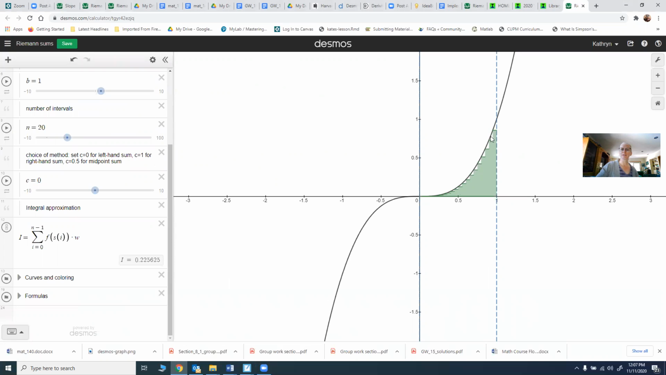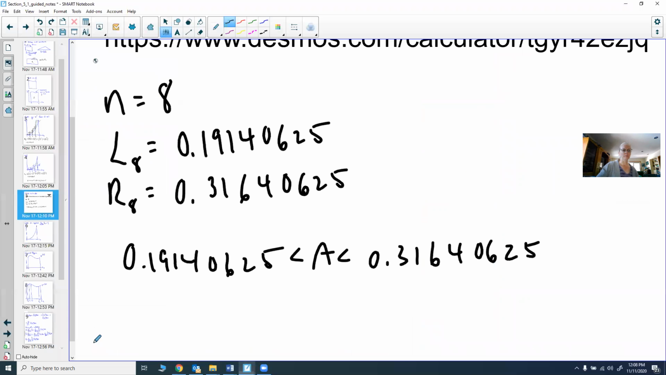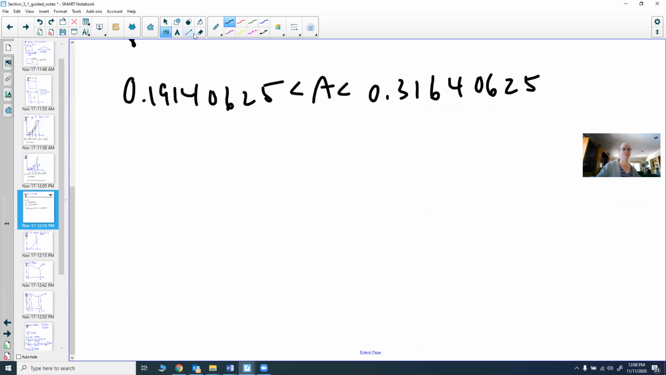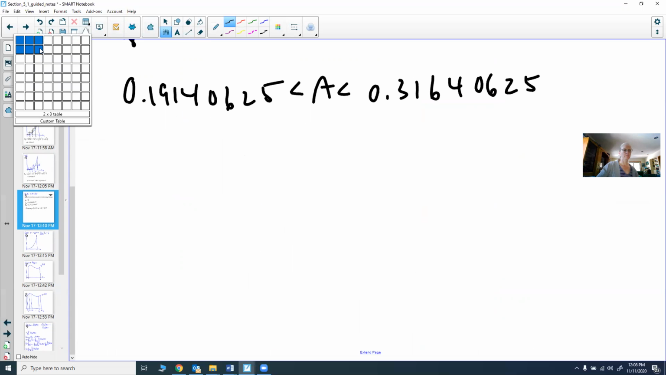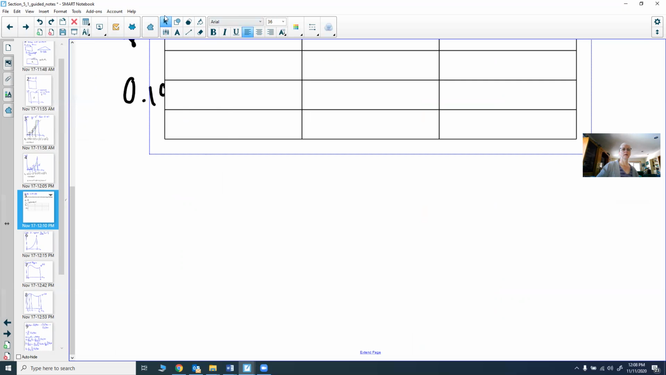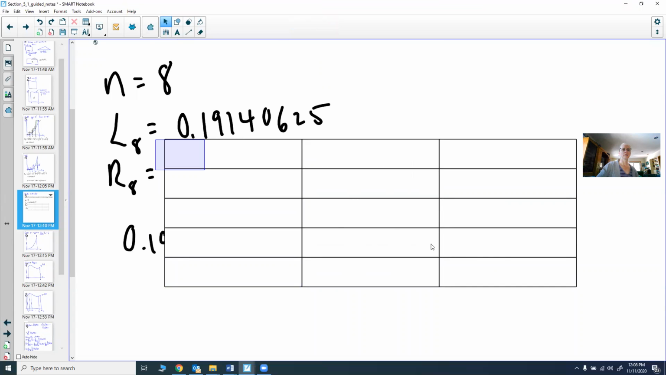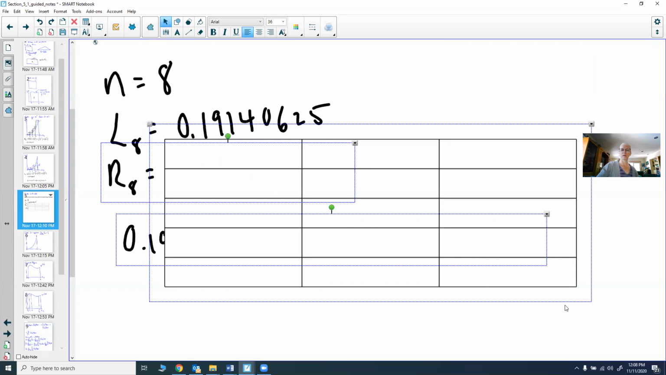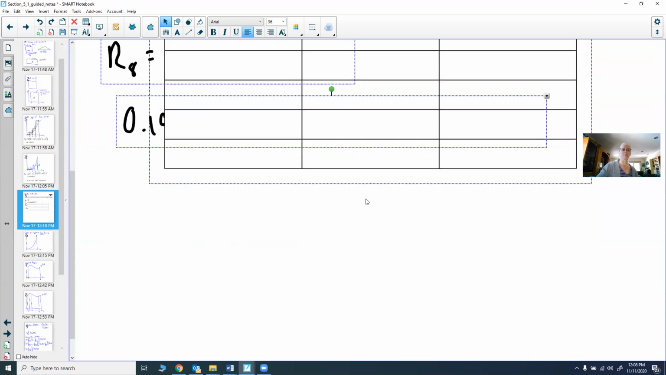So when I go to 20, notice there's not as much leftover space. We're getting pretty close to right under that curve. There's not a lot of extra space. We get a value of 0.225625. If I went over to the right endpoints, then notice I don't have a lot of extra space up above. So I'm getting pretty close to the answer. And notice this time I get 0.270625. So we can actually make a table here. We'll make a little table and we'll put those values in the table. All right, sorry, my table is not moving very well.